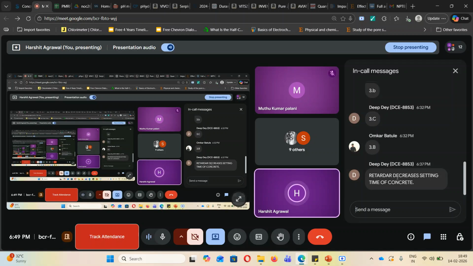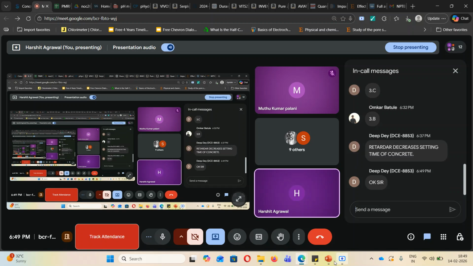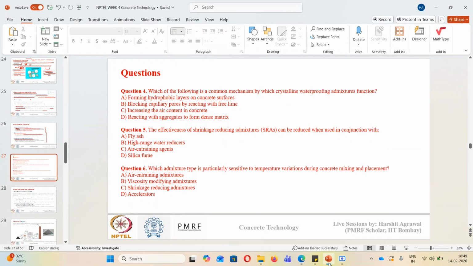Retarder increases setting time, accelerator decreases setting time. So suppose you had a normal concrete which had an initial setting of 30 minutes. With the addition of accelerator, you can decrease the setting time to 15 minutes. Okay. And with the use of retarder, you may increase the initial setting time to 45 minutes. So it is retarding the setting, it is delaying the setting. That is the function of a retarder. Just try to answer these three simple questions now.